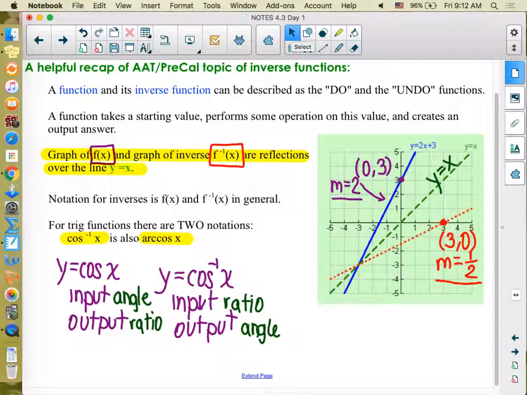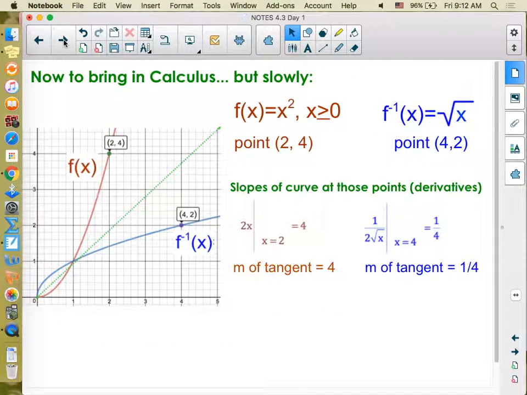Now with trig inverses, it's not always a perfect system. There are several angles that have a specific trig ratio. Inverse cosine only gives specific ones. And you knew those domain restrictions, and we'll look at them briefly today. They won't be a huge deal.